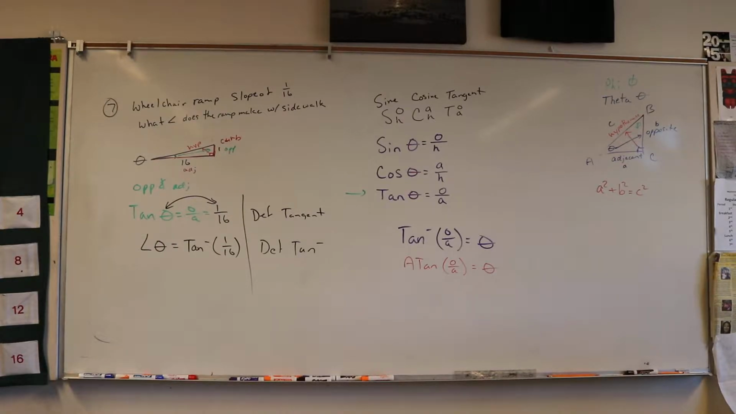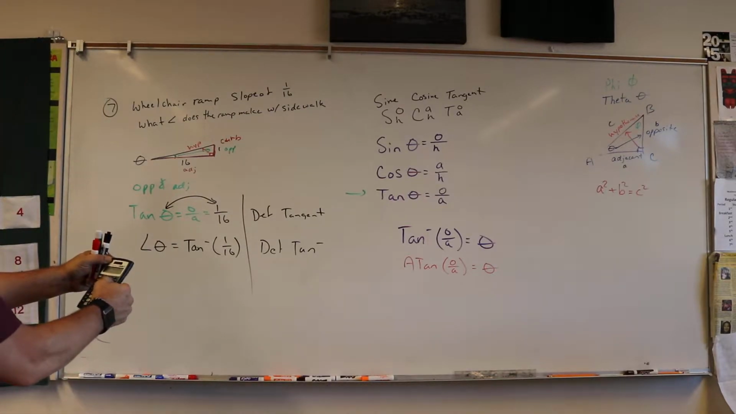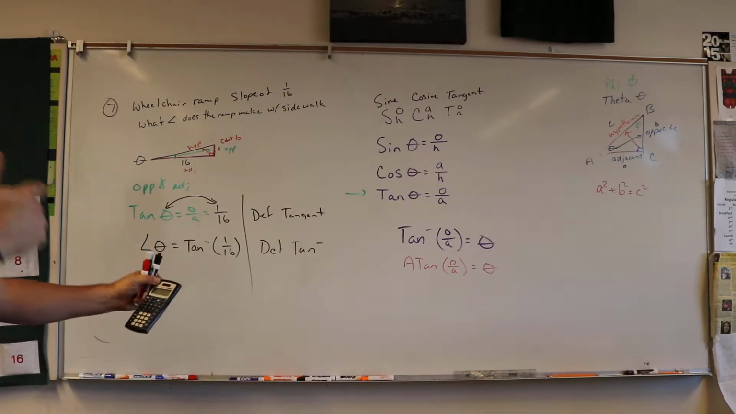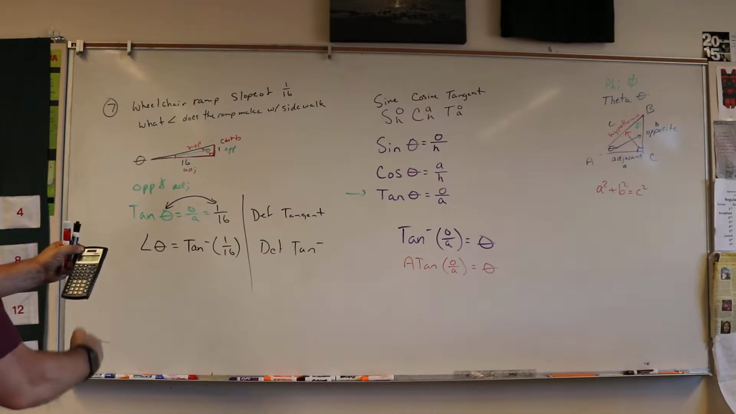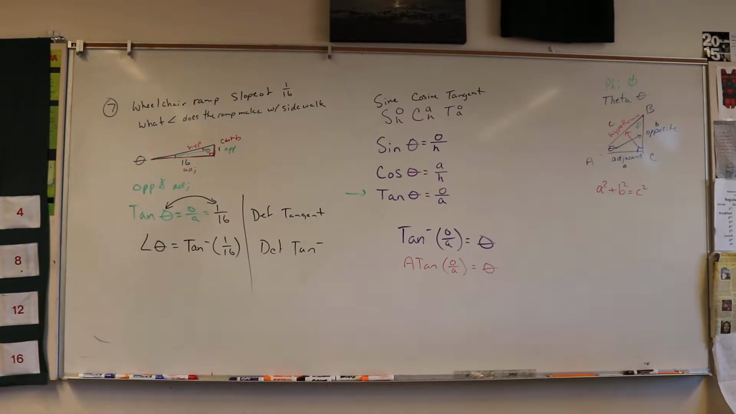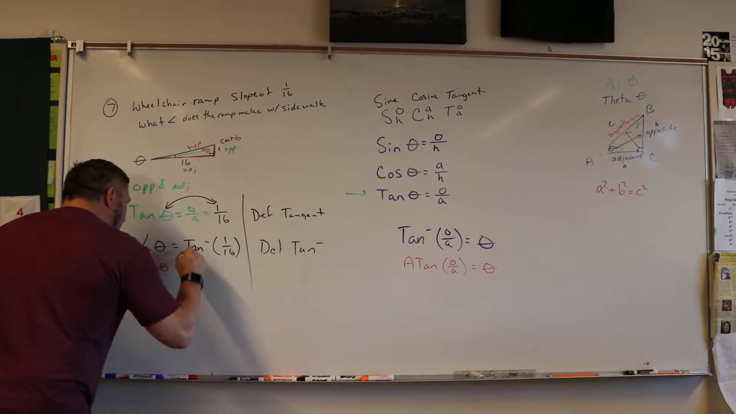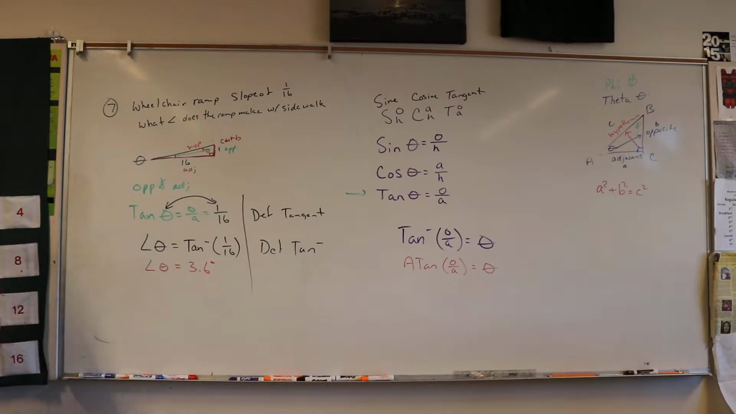It's a two-step problem. And so now, we just plug that into our calculator. Tangent inverse, meaning second tangent, 1 divided by 16 equals 3.57. So theta equals 3.57, so 3.6 degrees. Okay?